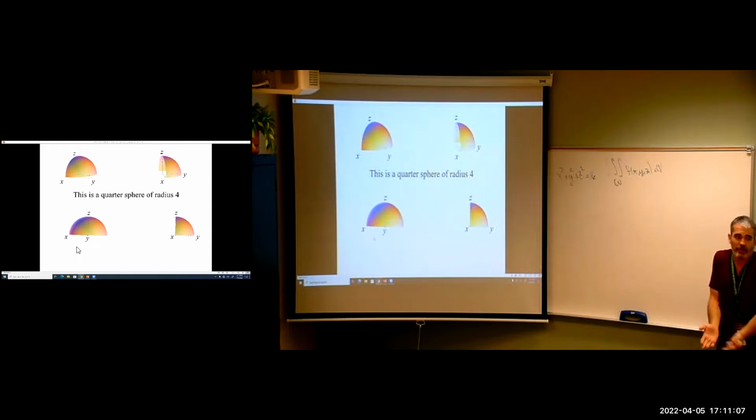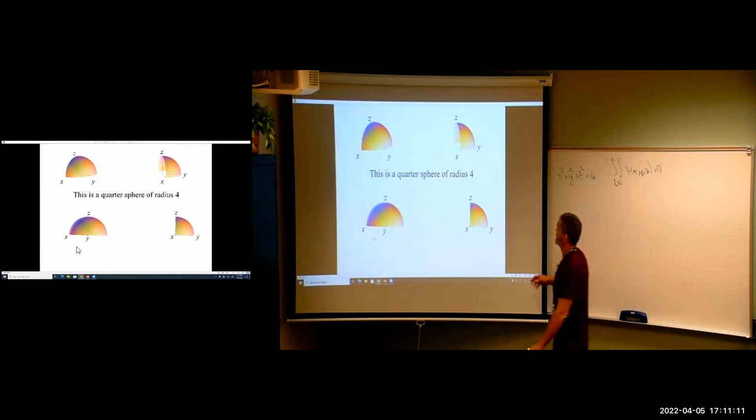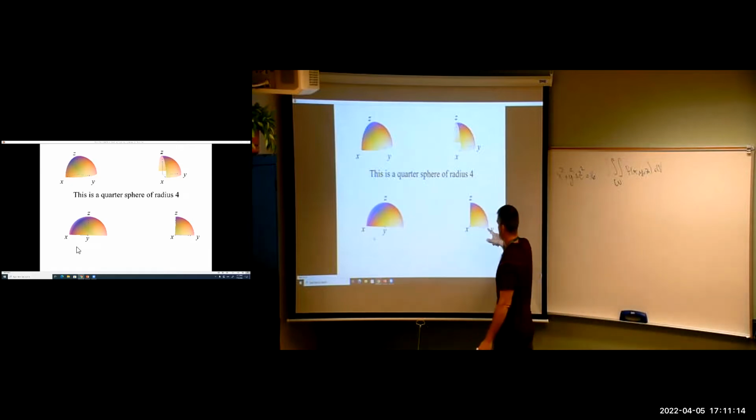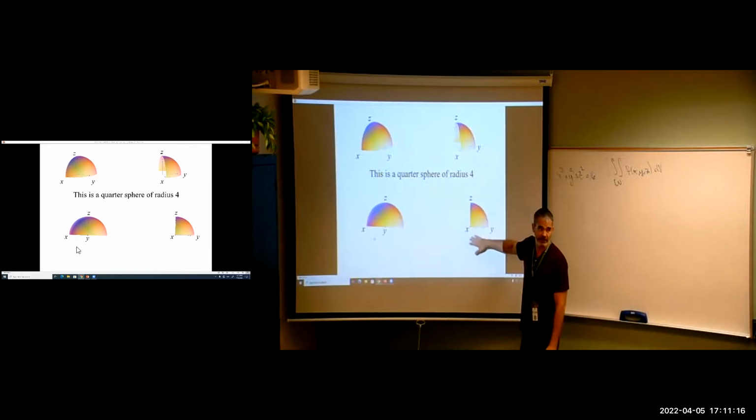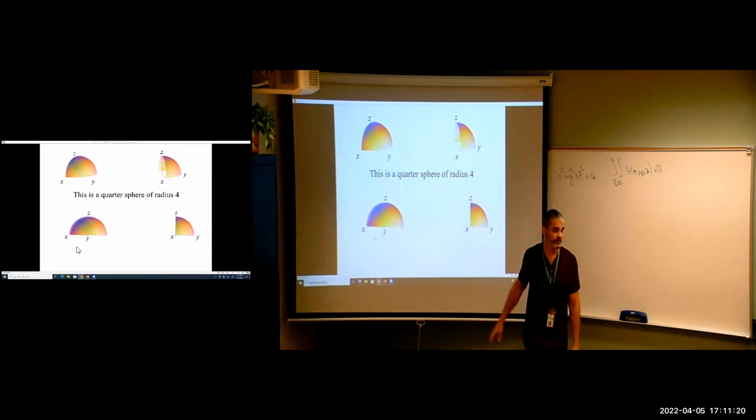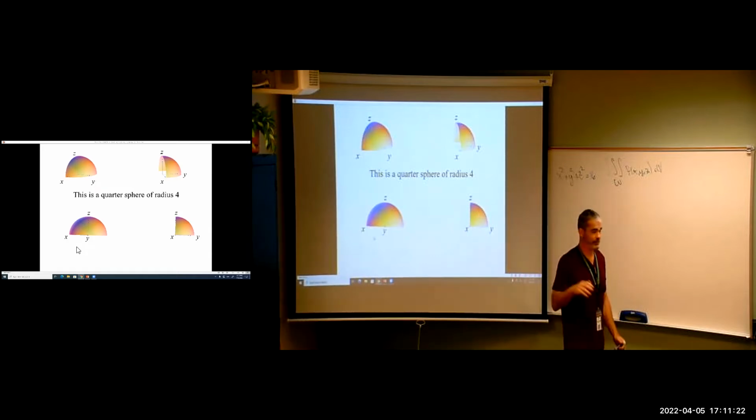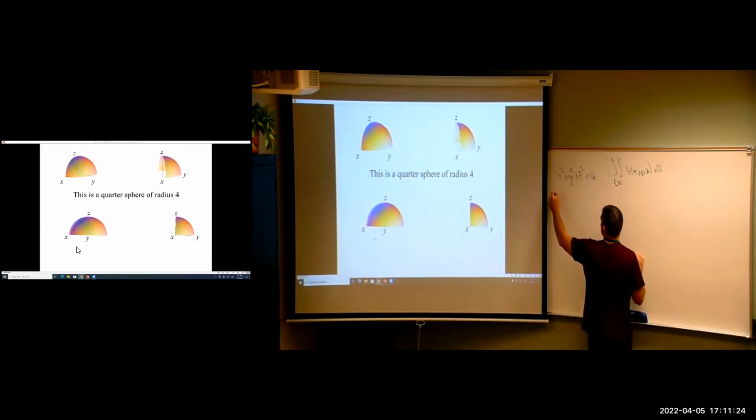So let's just say we decide to start with z. All right, so notice that z, there's no negative z values, right? And it goes up to the sphere. So that sphere is our upper bound. So we're going to want to solve this for z. So the square root of 16 minus x squared minus y squared.